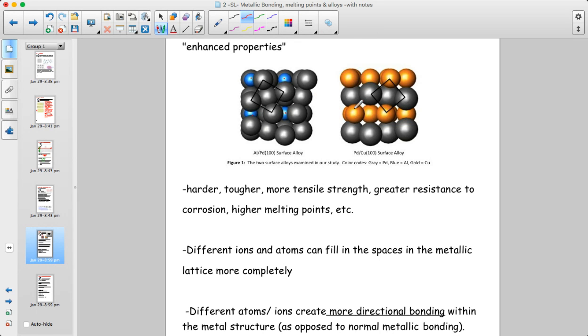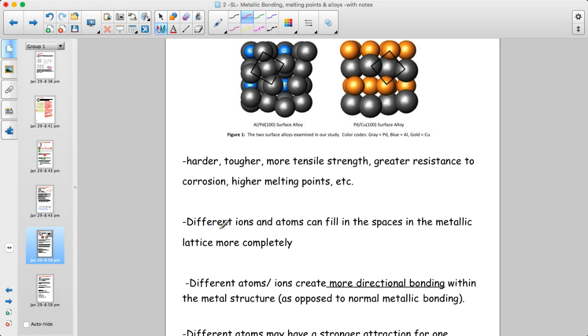And so it can be more of a mixture or just a slight mixture. Predominantly it could have one metal with just a little bit of another metal. By mixing in different ions and atoms, they can fill in the spaces in the metallic lattice more completely, right? So the idea is like if you packed a bunch of golf balls together, there'd be a fair amount of space between all the golf balls.